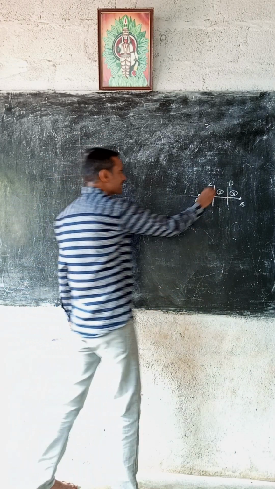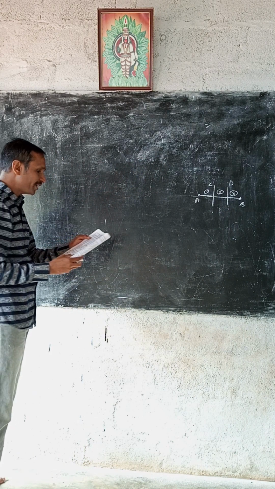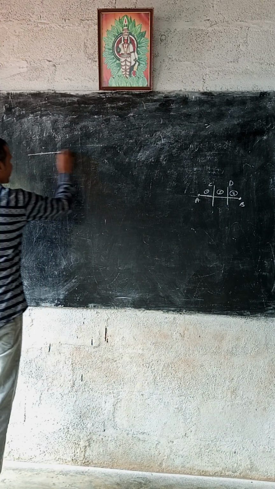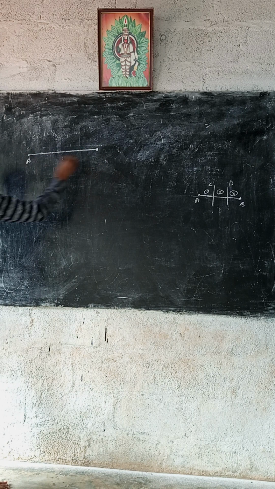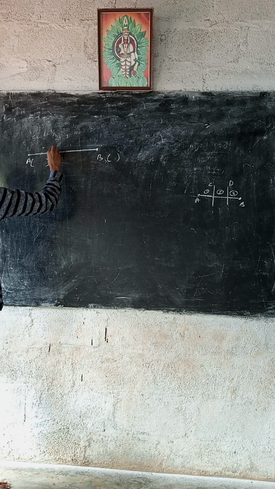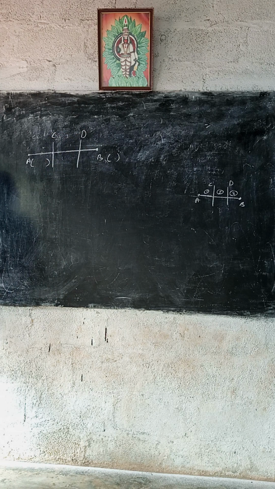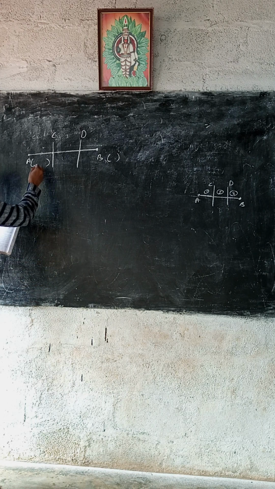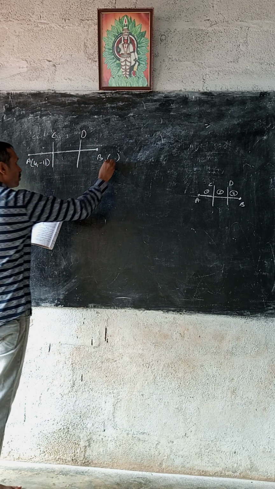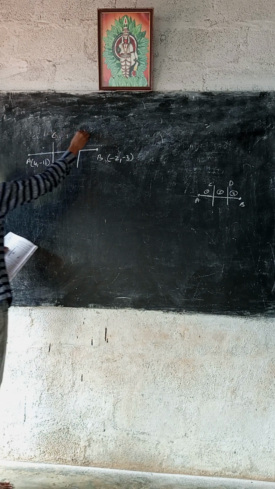This is C, this is D, and they divide in what ratio? Find the coordinates of the points of trisection of the segment joining the points A(4, -1) and B(-2, -3). Now it is a line. Here I draw it a little bigger so it will be visible. Points A and B are given. Suppose here is the point C and here is the point D, and all the parts are equal. We have to find the coordinates of C and the coordinates of D.